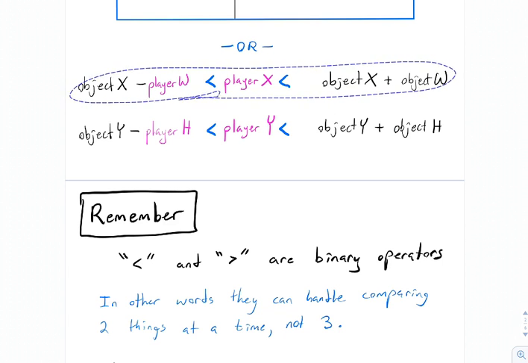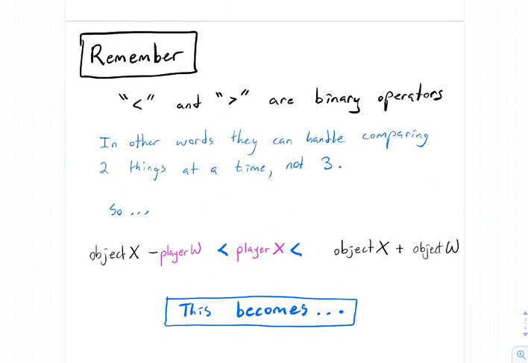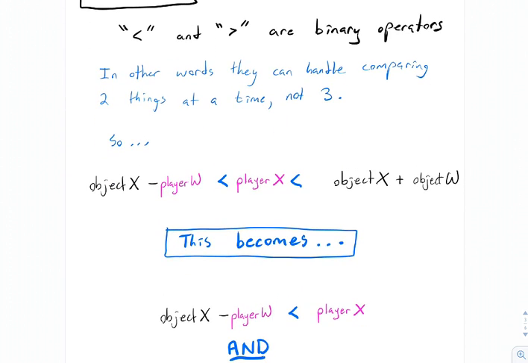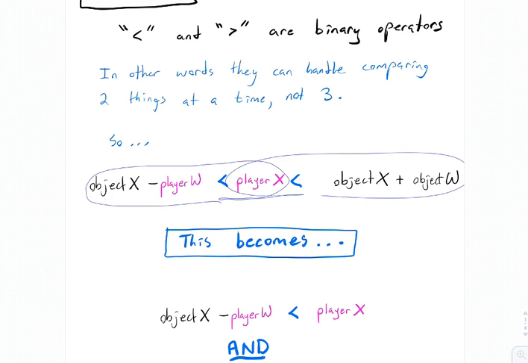So what we're going to do is split this up. This isn't actually one big conditional. It's two separate ones. We would take that original and say, we want this to be true, and separately we want this to be true.